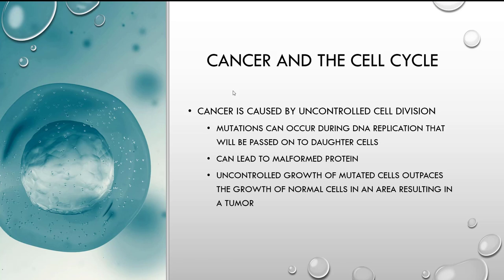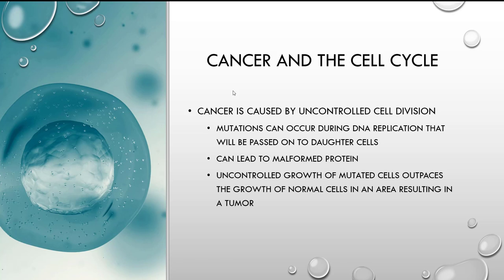That malformed protein could lead to uncontrolled growth of a mutated cell. Those mutated cells then continue to grow at a pace that is faster than normal cells, so they end up growing more often and at an uncontrolled rate. And so you get a clump of mutated cells where you shouldn't have any cells, and that forms a tumor.